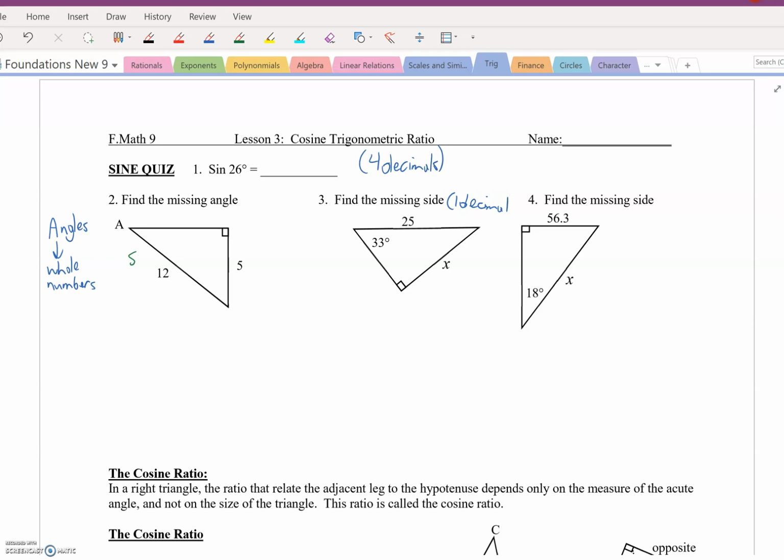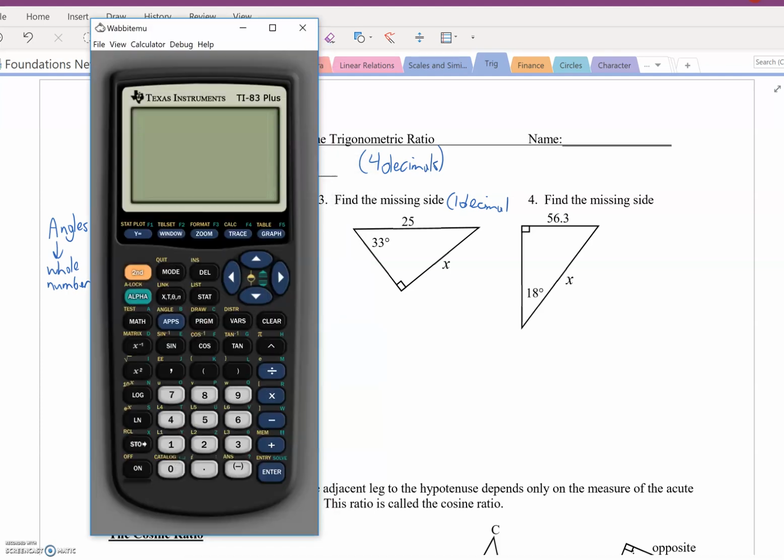Okay, so here's our sine quiz. We're going to go over how to do sine before we start into the cosine lesson. So let's do question number 1, 4 decimals. Simply take out your calculator.